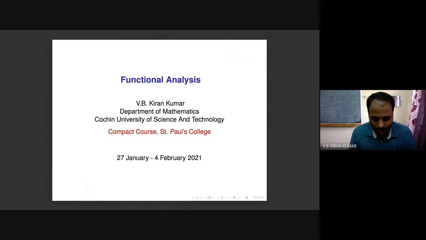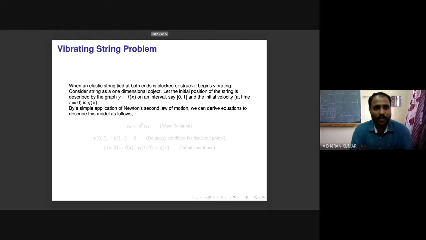Okay, and we'll be using some of the tools which we already developed in the previous lectures, but most of the time this will be a self-contained course. So let us begin with the well-known problems. I mean, we will introduce a couple of problems which are very much established. The first one is the vibrating string problem.